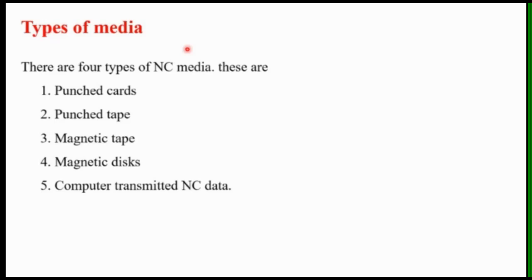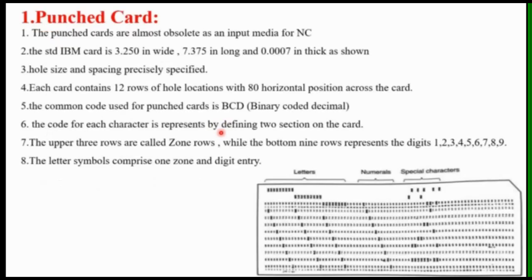Okay, and the input media are of 4 types: punched cards, punched tapes, magnetic tape, magnetic discs, and then computer transmitted NC data. Okay, these are the few media types that can be used in these NC machines.